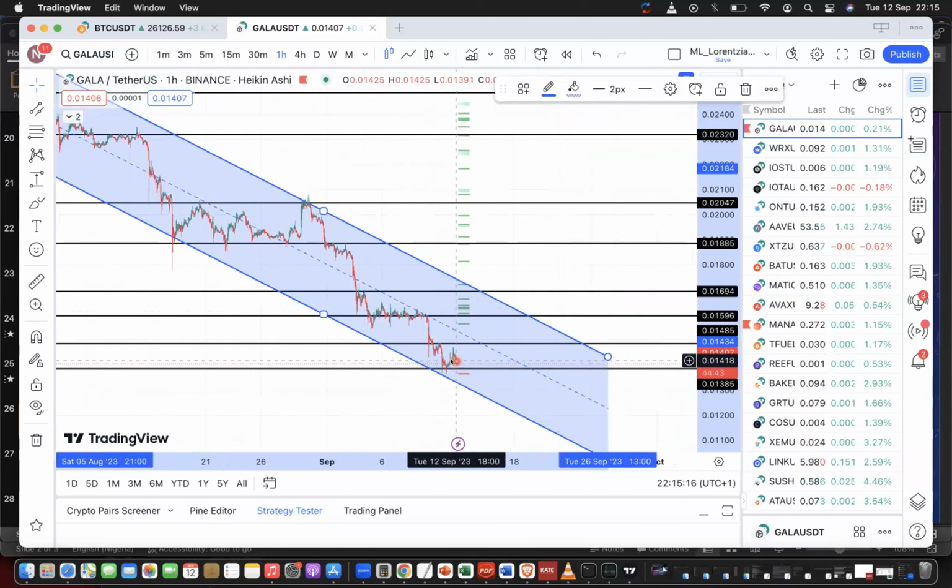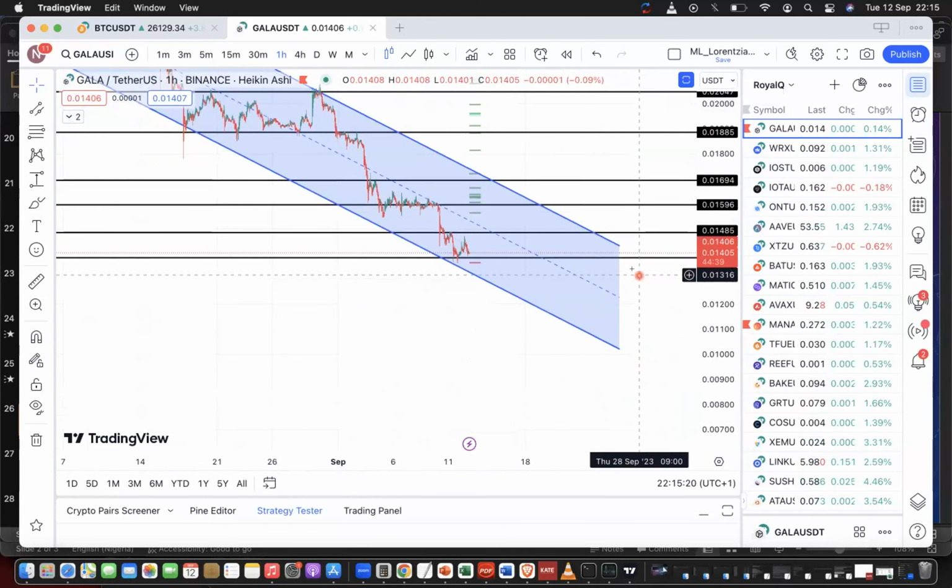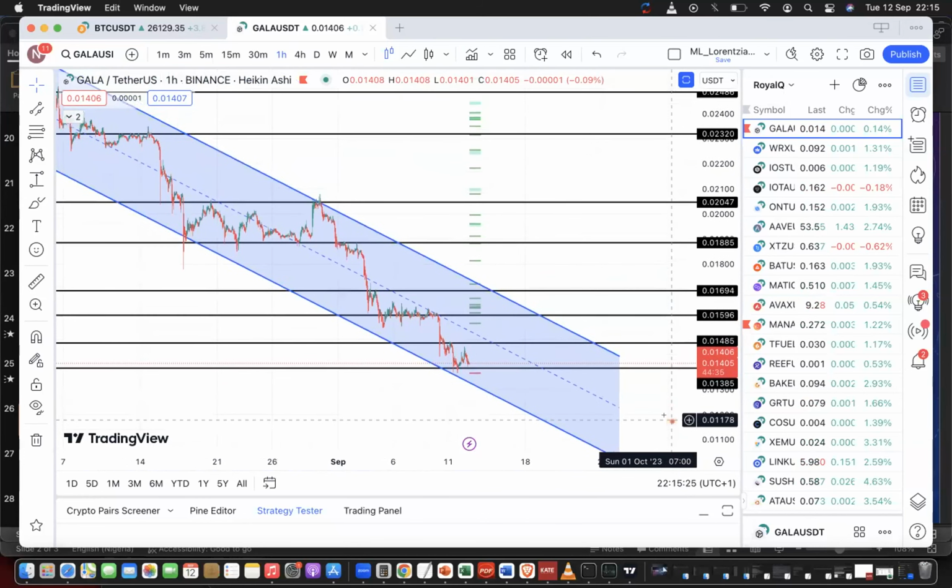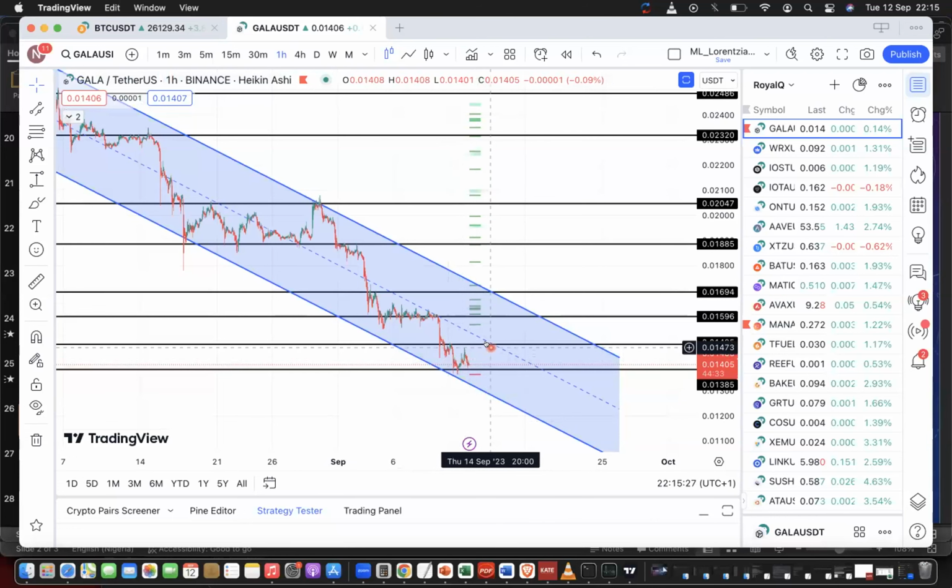So this liquidity level here, it might touch it and then move back up. That's what the market is going to do. This market is going to go up and touch here. It could touch here and reverse.